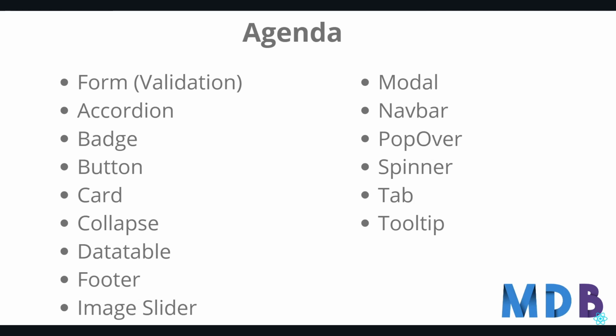So we will start building the form component along with validation, then we will build accordion, and likewise we will build all these components one by one with Material Design Bootstrap 5. Overall we are going to build 15 components in today's video using Material Design Bootstrap 5. So let's have a quick look at all these 15 different components.